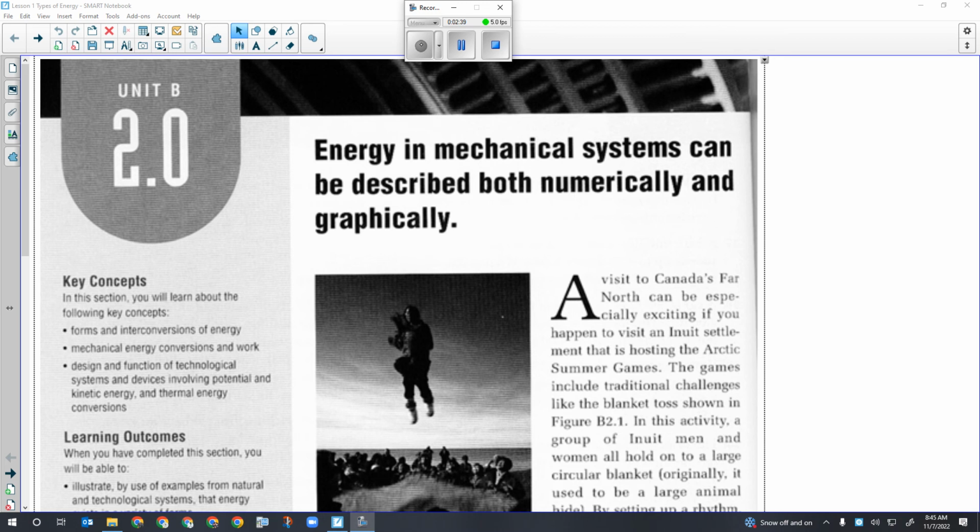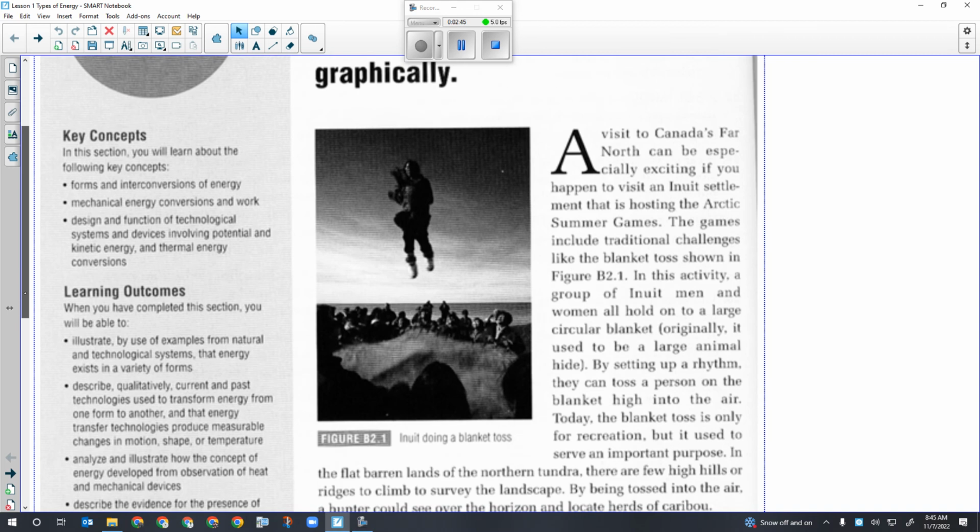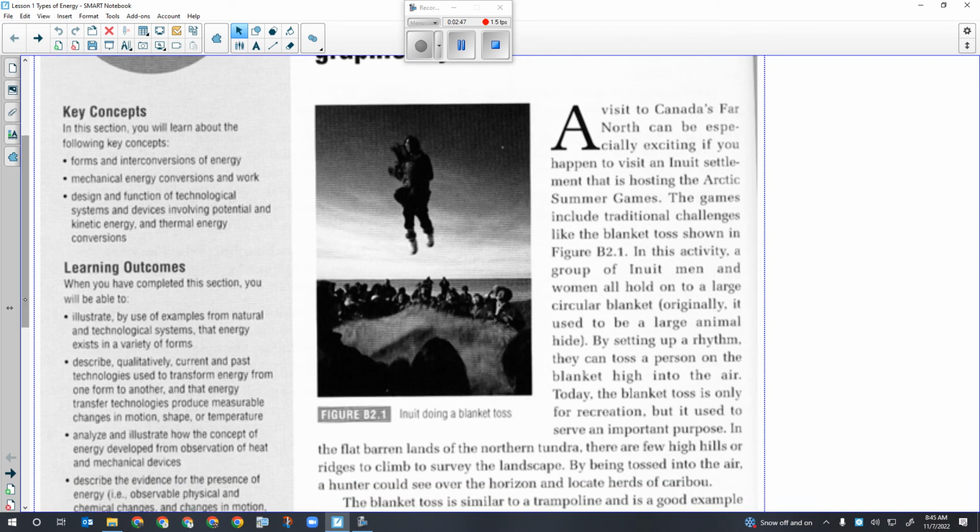Okay? So, first thing we're going to look at is this really blurry picture, okay, of some people doing the Inuit blanket toss. Okay? The Inuit blanket toss was actually, it's more ceremonial now than anything else, but it served a very useful purpose hundreds of years ago, in that the place where the Inuit typically live is very flat. It's a polar grassland, basically. The tundra is what I'm talking about.